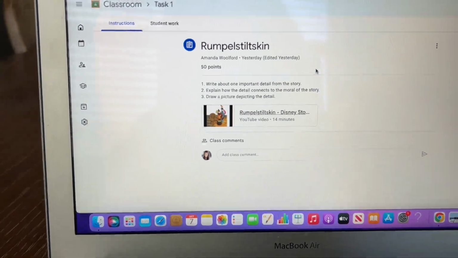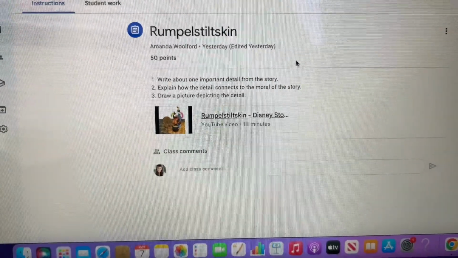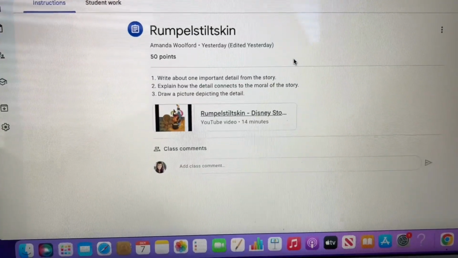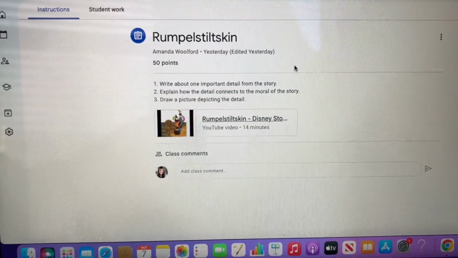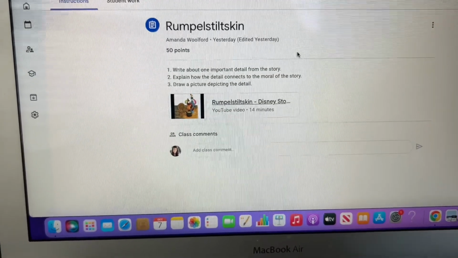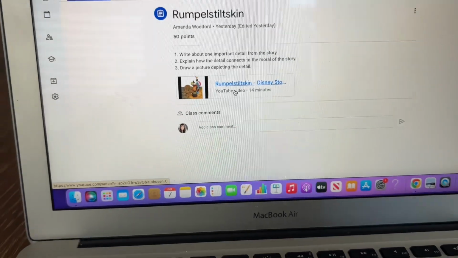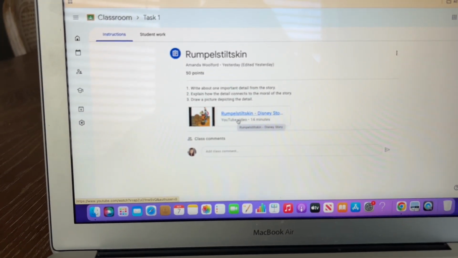We have finished our Book It and our slides. I'm going to have y'all go over to Google Classroom, where I have an assignment. Here's your assignment. It's worth 50 points. Write about one important detail from the story, explain how the detail connects to the moral of the story, and draw a picture depicting the detail. I also have the link right here for the story if you need to review it and listen to it again.